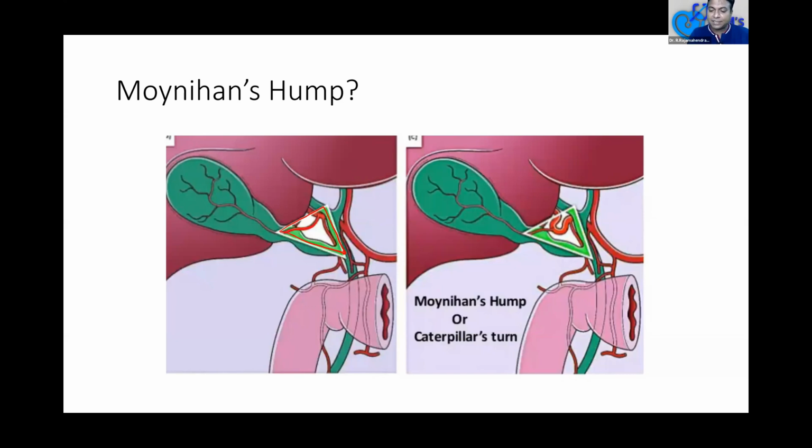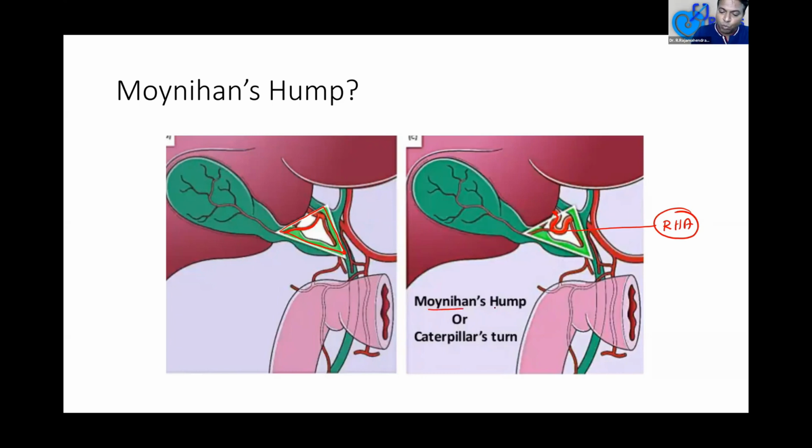In the second picture, it looks like the cystic artery. It may appear like the cystic artery, but it is not. It is a tortuous course of the right hepatic artery. Very, very dangerous. The right hepatic artery has a tortuous course, entering the liver like this.